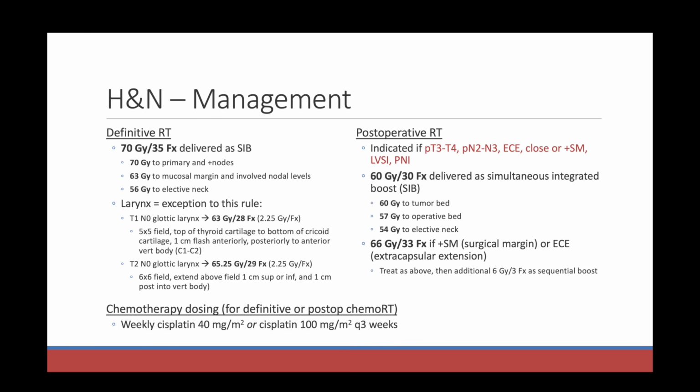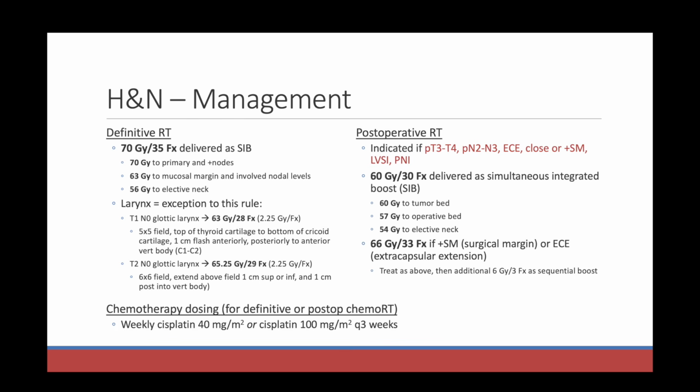So the full 60 gray goes to the tumor bed, that's 2 gray per fraction, but then we can do 57 gray to the operative bed and 54 gray to elective neck volumes. So 60 and 30 is the standard dose, and you can have lower elective levels at 57 and 54 gray.